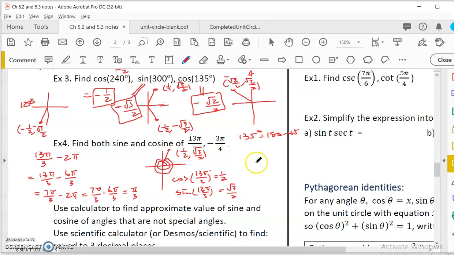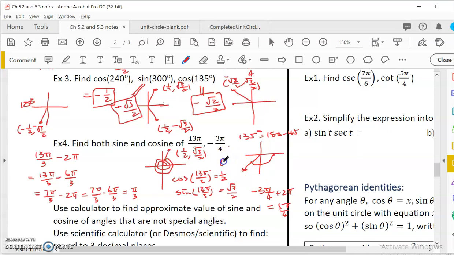What about negative 3 pi over 4? So this is not in the unit circle from 0 to 2 pi, but I kind of know if I graph it, it's right here. So it's the same as 5 pi over 4, right? It's the same position as 5 pi over 4. If you don't know, you can think of it as negative 3 pi over 4 plus 2 pi, and you would see that it is actually 5 pi over 4. This one is negative root 2 over 2, negative root 2 over 2.